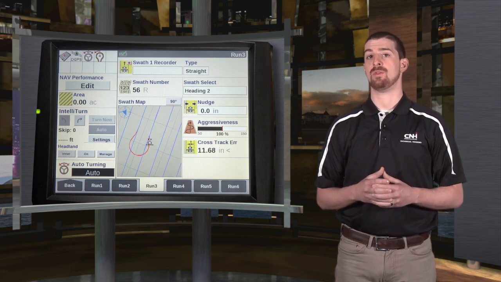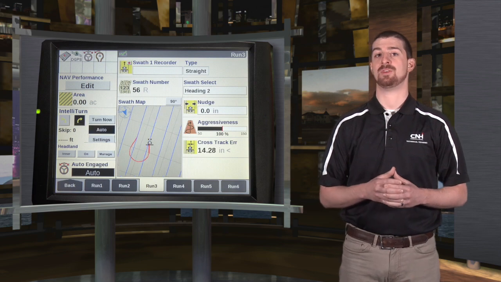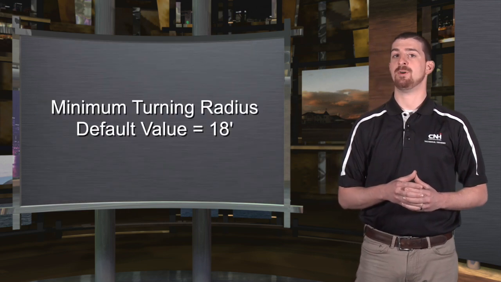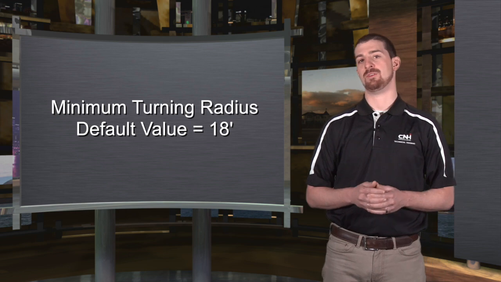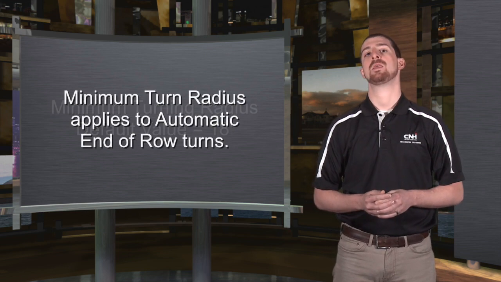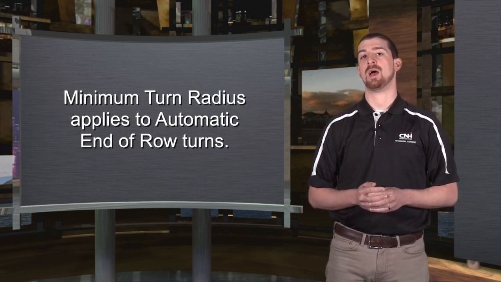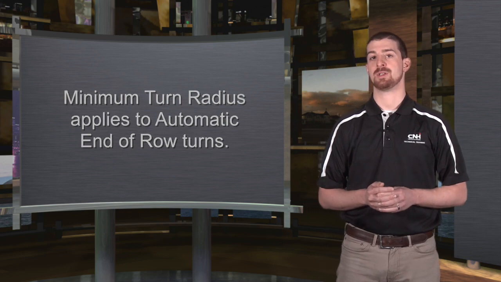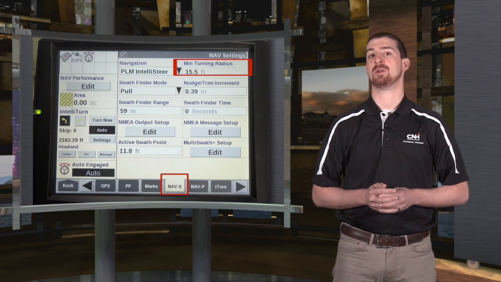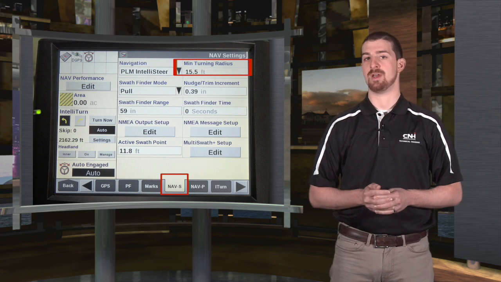If it is too narrow, the vehicle may jackknife with the towed implement. The default value for the minimum turning radius is 18 feet. Minimum turn radius only applies to automatic end-of-row turns. It is different from the minimum turning radius found in Toolbox Nav-S.